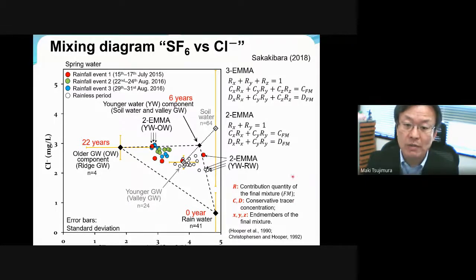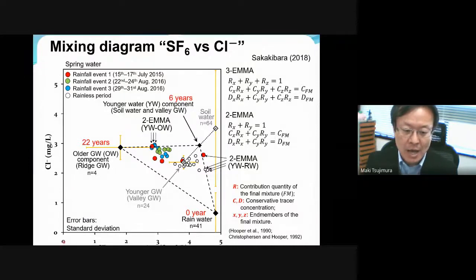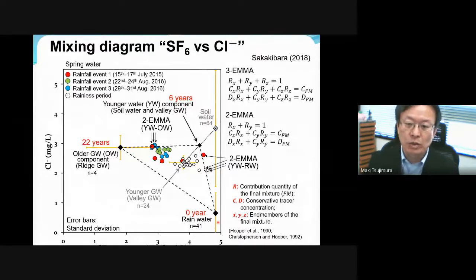Using chloride concentration on the y-axis and SF6 concentration on the x-axis, the candidates for the water source are older water with 22 years, rainwater with 0 years age, and a moderately younger water component of 6 years. Those three end-member candidates would contribute to the final output spring water.